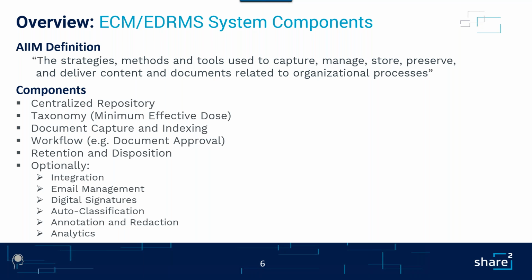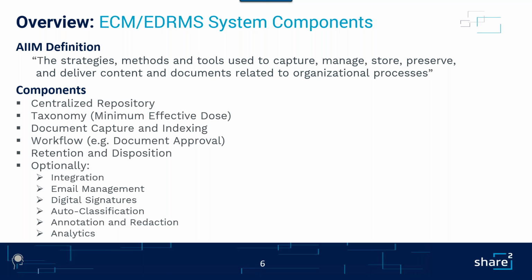The AIIM definition is the strategies, methods, and tools used to capture, manage, store, preserve, and deliver content and documents related to organizational processes. And the components that I identified here are that you have a centralized repository as distinct from having content on your laptop and other places. It's centralized, which means you have things like library services, check-in, check-out, versioning, easier to back up, better search. There's a whole bunch of things that are a core component of an ECM system.